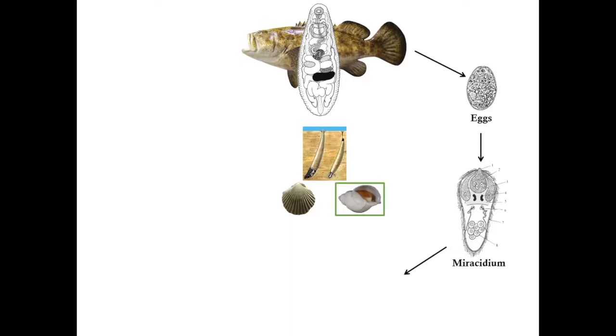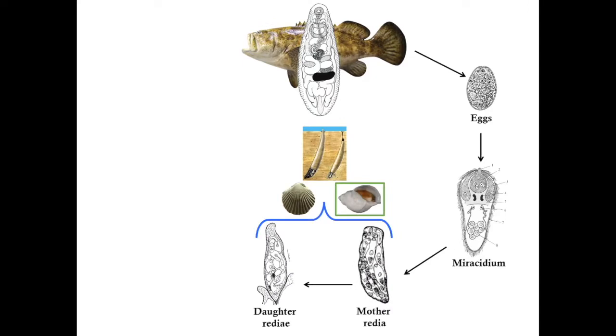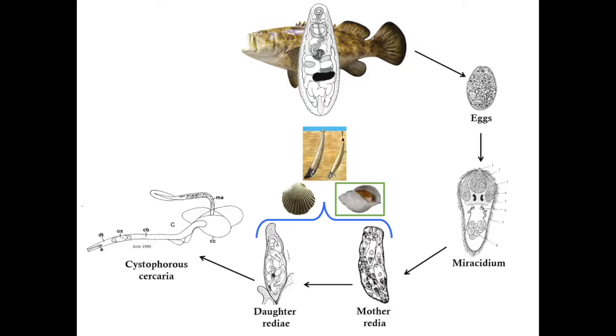In there, the miracidium is going to transform into a mother radia, which will in turn give birth to many daughter radiae. So there is an amplification of the number of parasites from one to many. And the amplification will keep going on as each daughter radia will in turn give birth to thousands of cystophorous cercariae. Now, the cystophorous cercaria is what makes hemiuroids hemiuroids. As far as we know, they all have that.